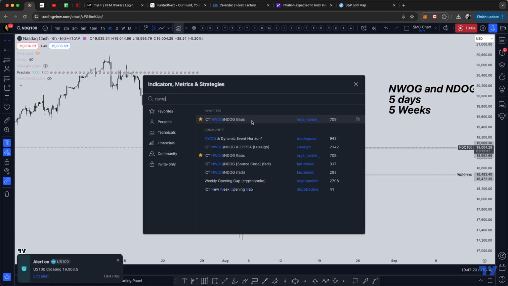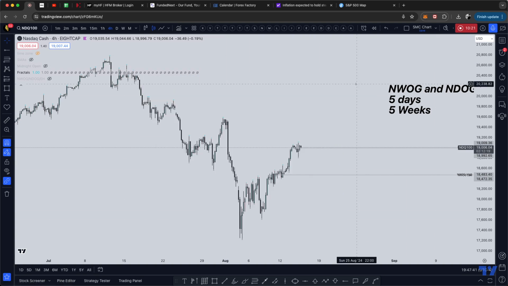This one right here. Oh no, it's not Lux Algo. I'm sorry. It's not Lux Algo. It's Rage Harder, the creator, right here. Lux Algo has another one, but I think I was testing this one. I didn't like it. I think this one looks better probably for beginners, so you can check it out. Once you have it on the chart, look how this actually looks.